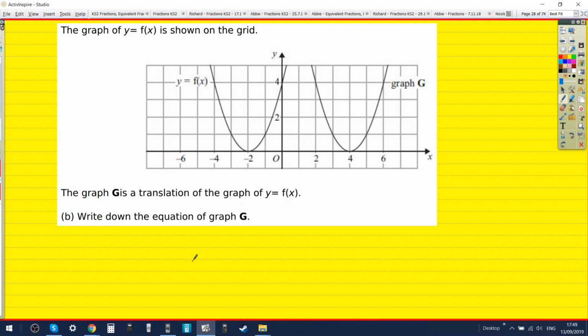The f of y equals the f of x. Y equals the f of x, and then in the brackets minus 6. Well done. Great.